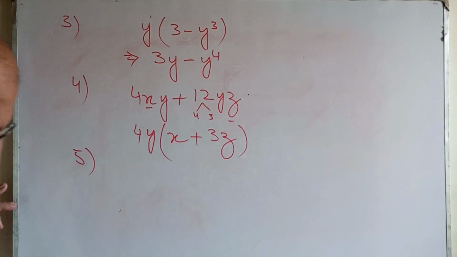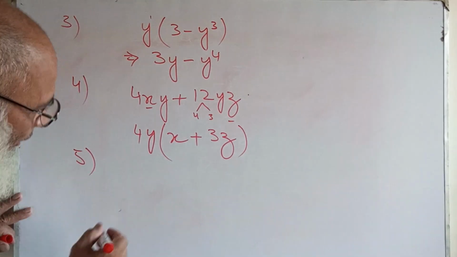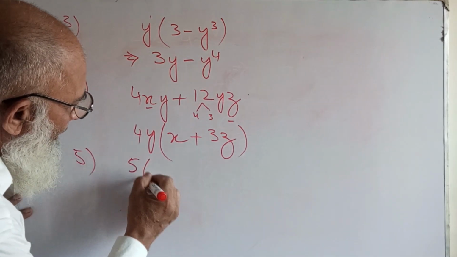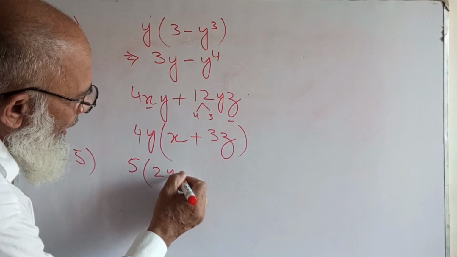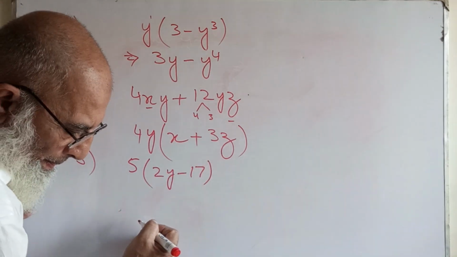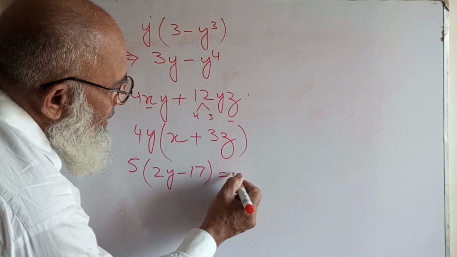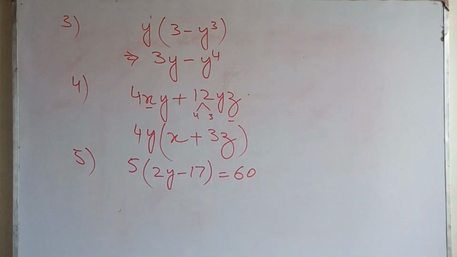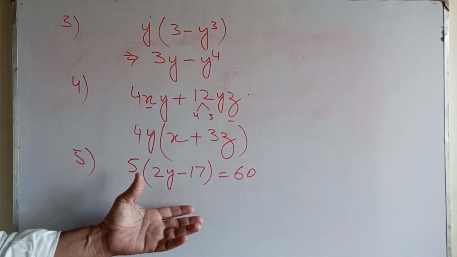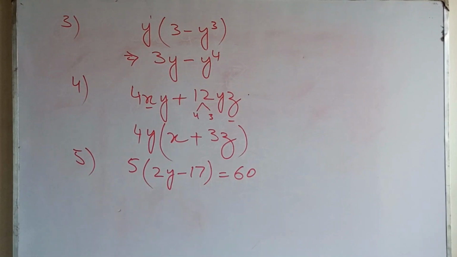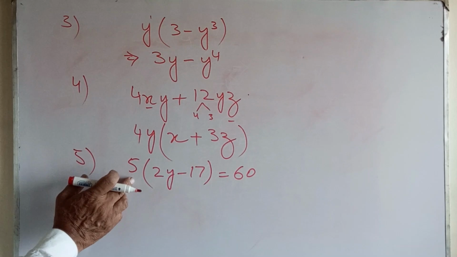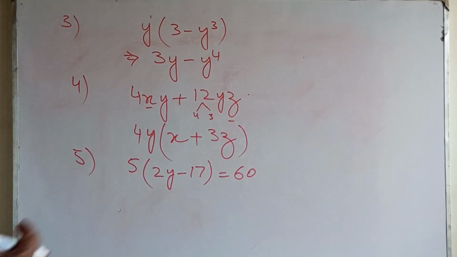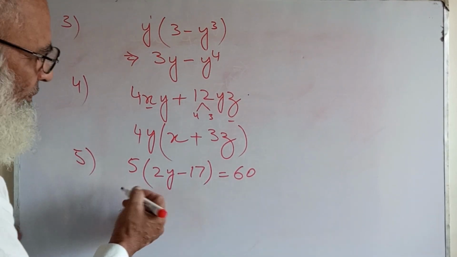Now I have to solve the equation, and that is 5(2y minus 17) is equal to 60. Now, my dear students, it has already been made easy for us. 5 is common over here, so you can easily get rid of this 5 first.